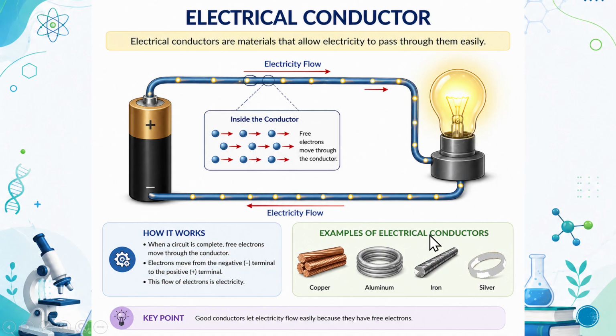Let's move to electrical conductors. Electrical conductors are materials that allow electricity to pass through them. Mostly, various metals are used to form the wires which are used in electrical circuits. When a circuit is complete, the free electrons move through the conductor, which is the metal wire in this case. As the metal wire allows electricity to flow through it, we call metal wires electrical conductors. Good conductors let electricity flow easily because they have free electrons within them.